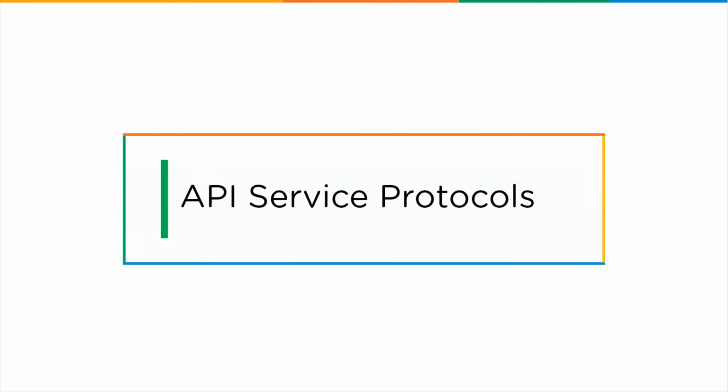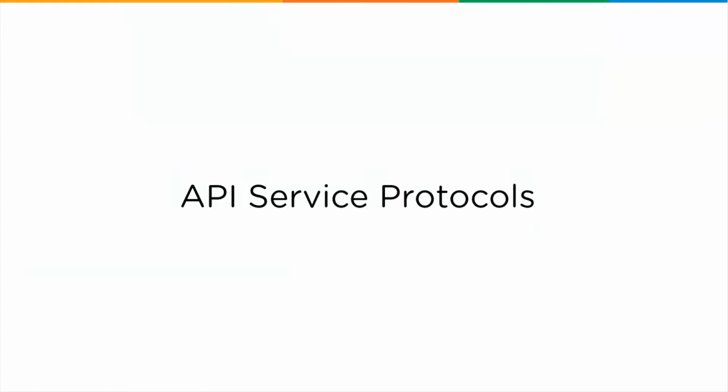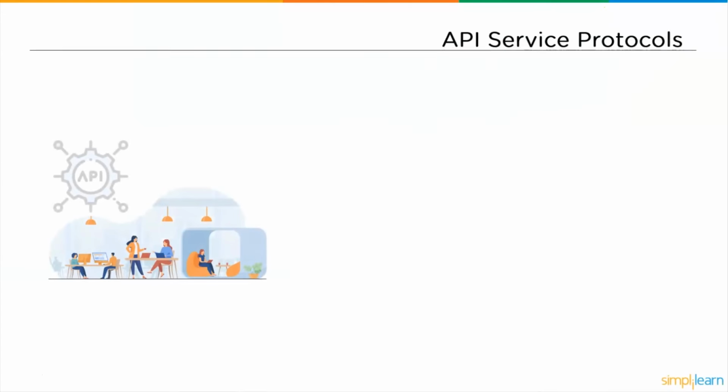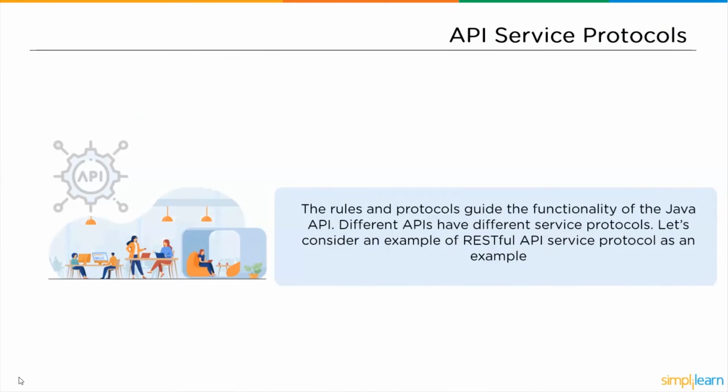So that brings us to API service protocols. The rules and protocols guide the different functionalities of Java APIs. So different APIs have different service protocols. Let's consider the RESTful API service protocol as an example. For a typical RESTful API, developers must follow the following rules.